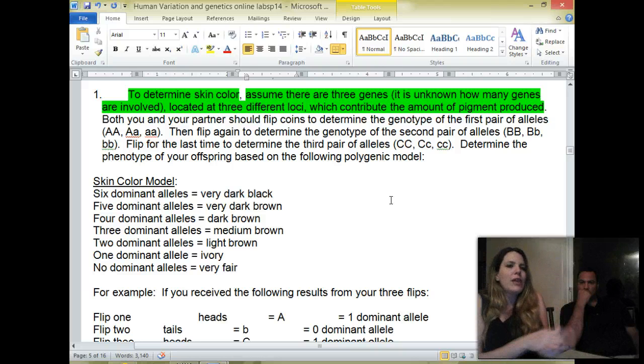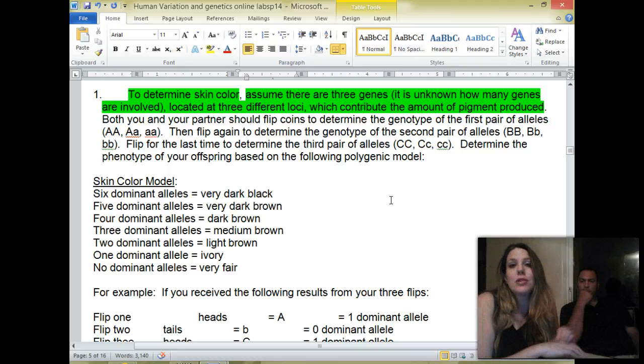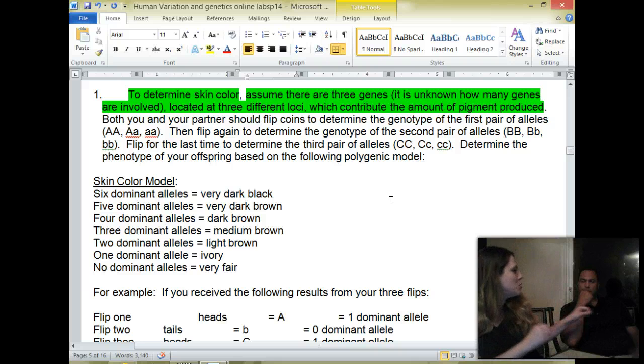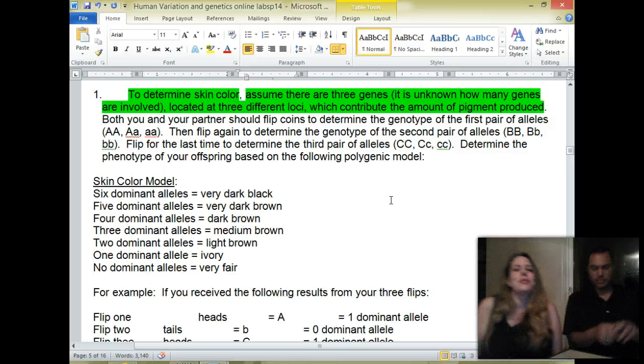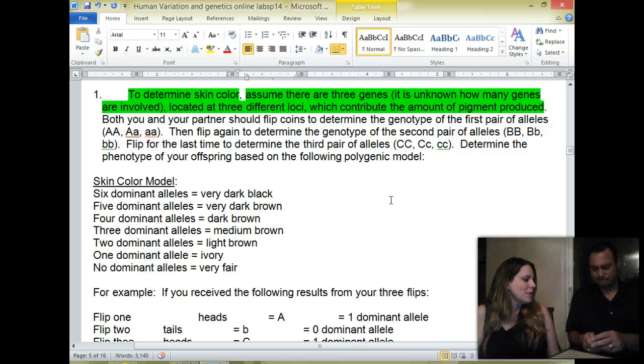So for the A locus, I got heads, so I donated a dominant A. For the B locus, I got heads, so I donated a dominant B. And for the C locus, I got tails, so I donated a recessive c. So I got capital A, capital B, lowercase c. You do 3 times now. So now he has to figure out what he's donating. Do you have your thing memorized? Yes, I do.